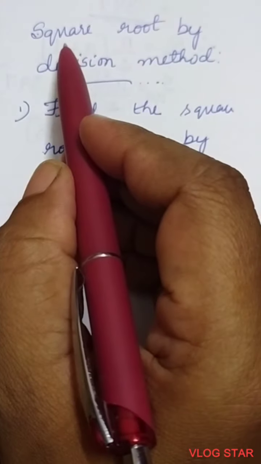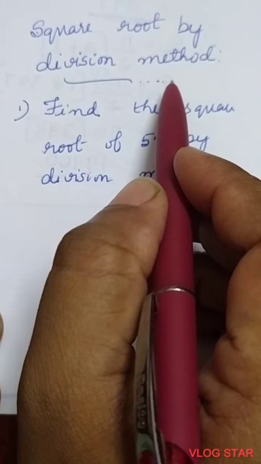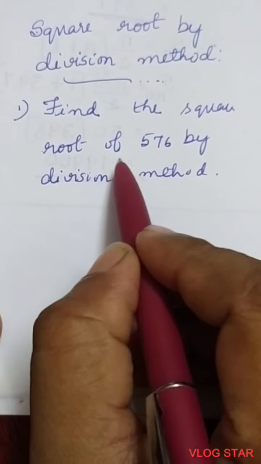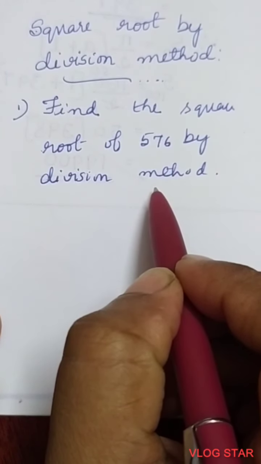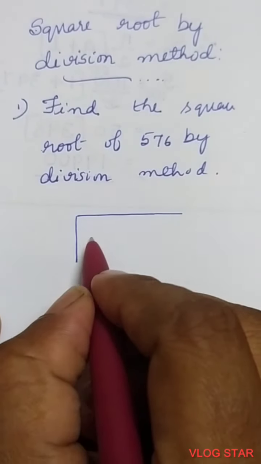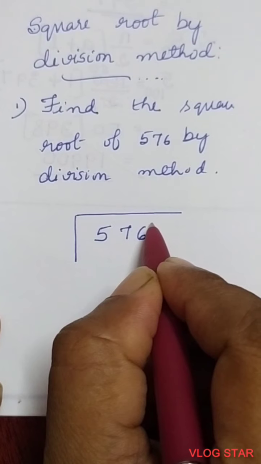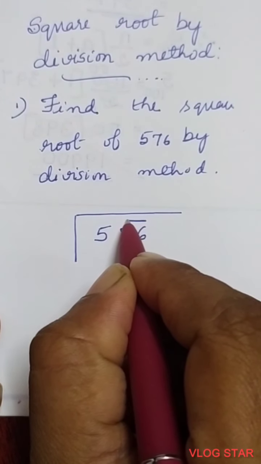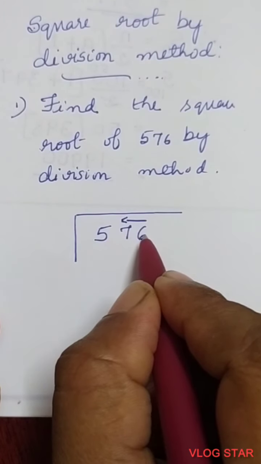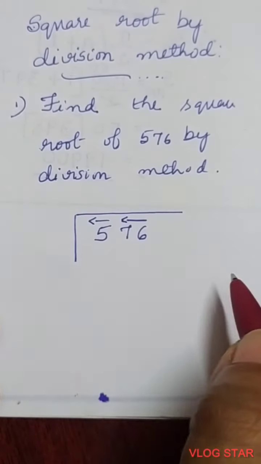Let us now learn how to find the square root by the division method. Here the given problem is to find the square root of 576 by the division method. For the division method we have to put the division symbol like this, then we write 576. Now from the end you have to make groups of 2 digits. So 2 digits should come in one group. Then here only a single digit is there, make it one group.